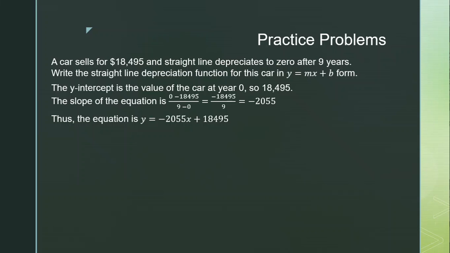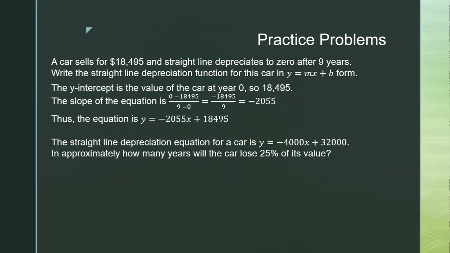So what this says is that our car has a value of $18,495, and every year we drive it, it loses $2,055 worth of value. Okay, here's another one for you to try. So this time I'm going to give you the equation. So the straight line depreciation equation for a car is y equals negative 4,000x plus 32,000. And we want to know, in how many years will the car lose 25% of its value? So we've got 100% of the value the day we drive it off the lot. When have we lost 25% of that value?